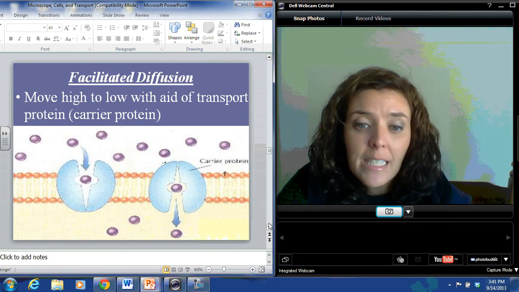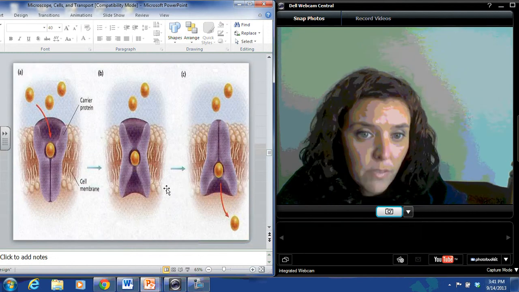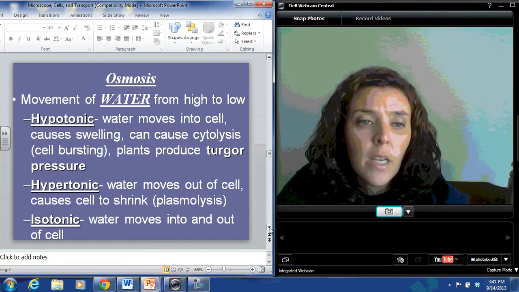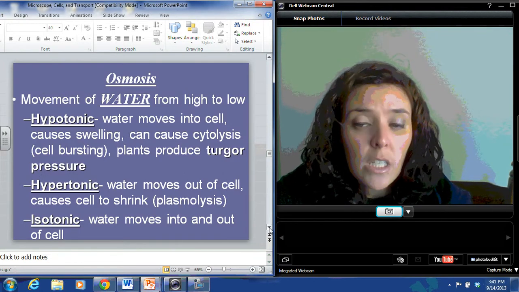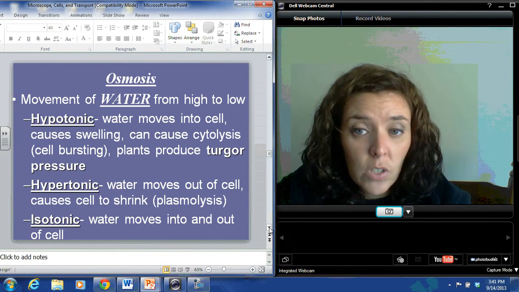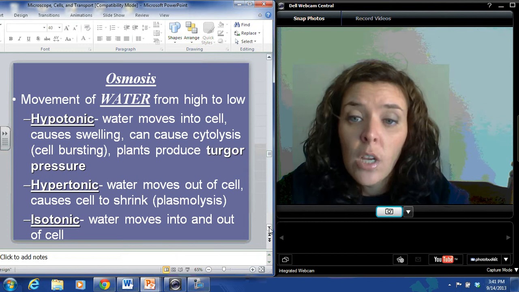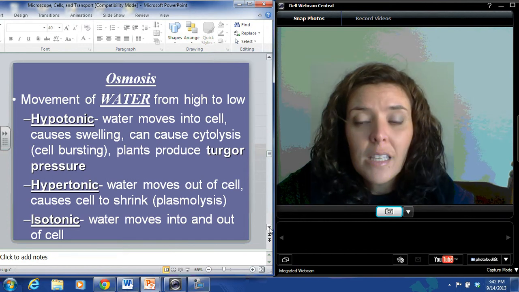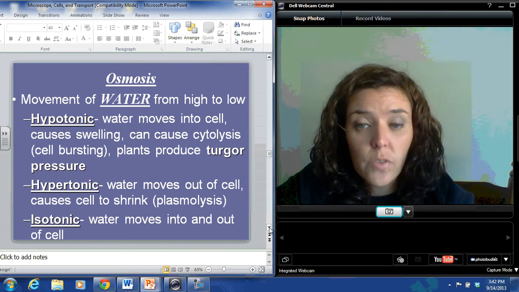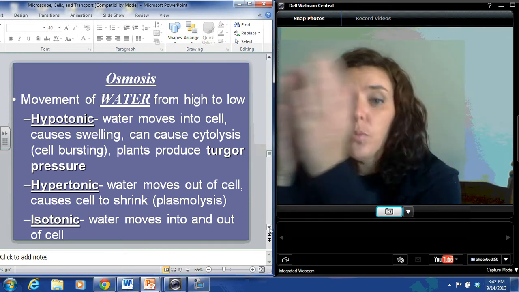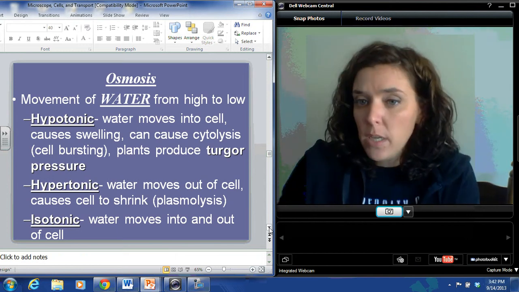Okay, the last type of passive transport, this is another picture of facilitated transport. But the last type is osmosis. So again, osmosis is just like all of the other passive transports when it refers to molecules moving from a high concentration to a low concentration, but this time it's referencing water. Okay, so water moves from where there's a lot of water to where there's a little bit of water. Okay, so I'm going to show you these three pictures on my board.